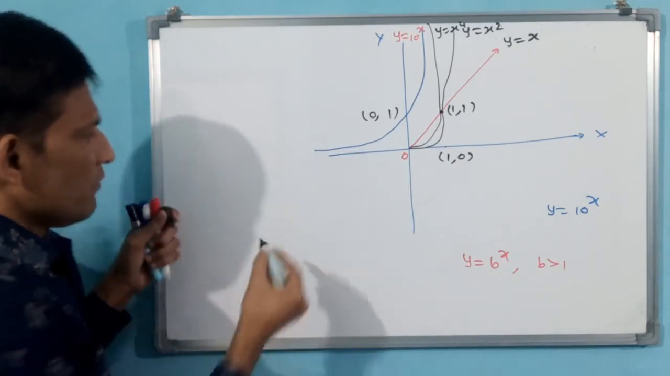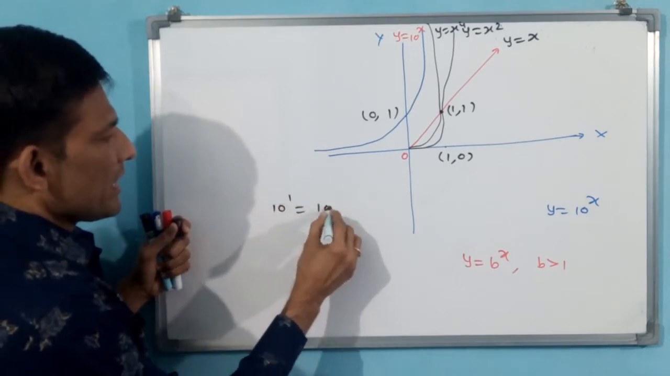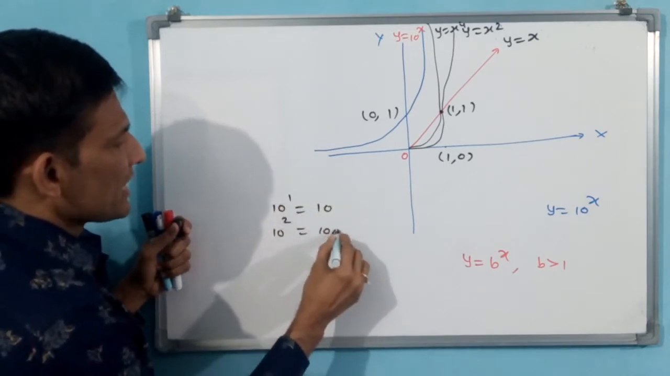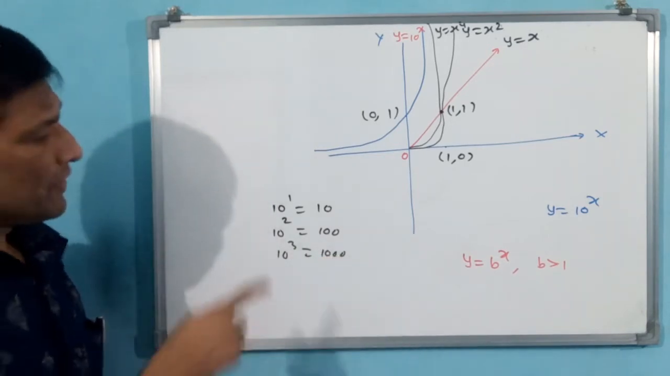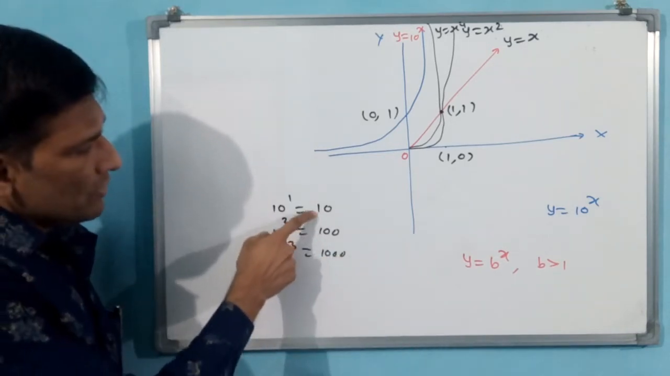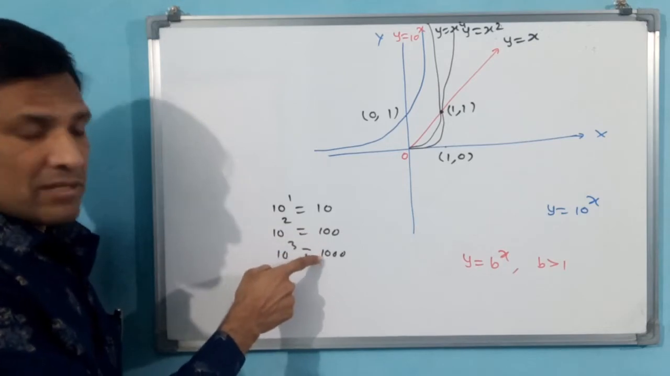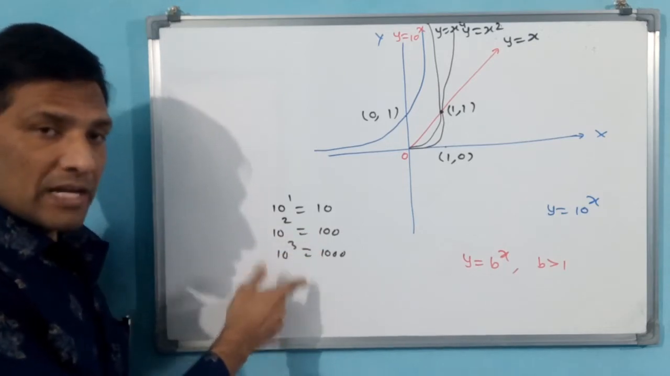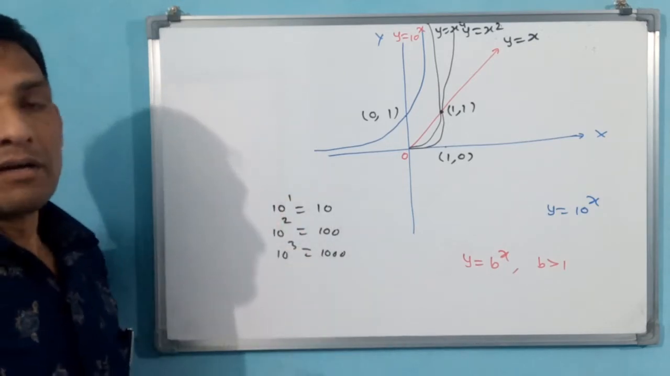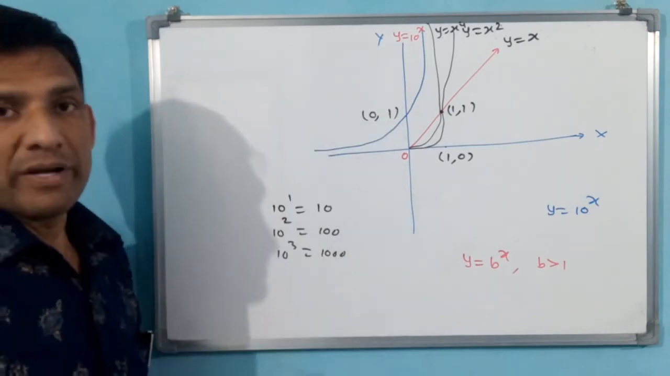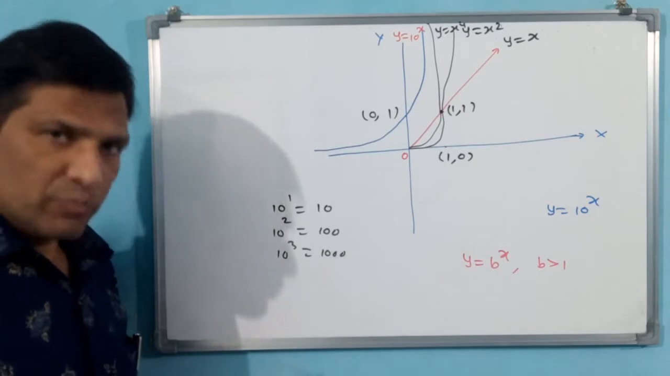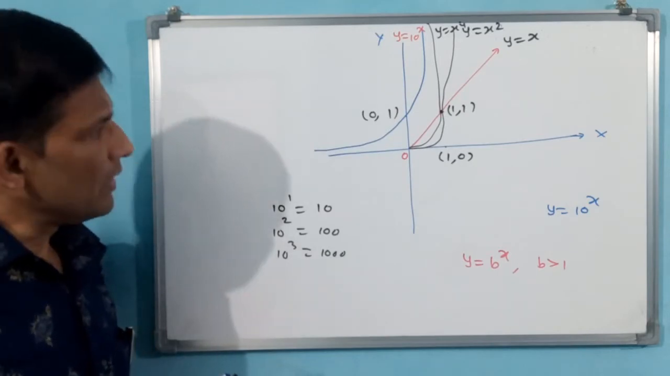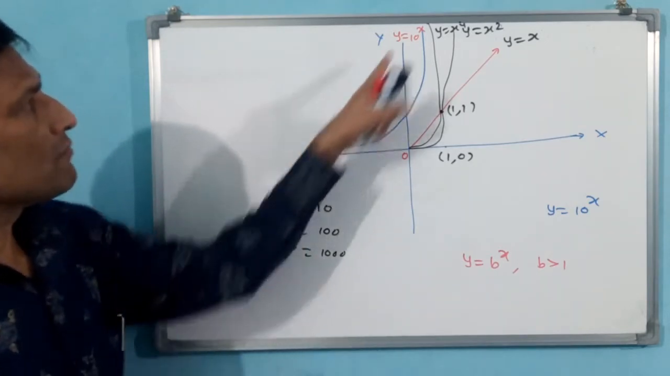Why? Because if you give 10 power 1, you get 10. 10 power 2 is 100. 10 power 3 is 1000. For each input, first it is 10 times, next 100 times, next 1000 times, and like that it goes on. Tremendously it is giving increment or growth, exponential growth. That is why y is equal to 10 power x is also an exponential function. One function is y is equal to 10 power x.